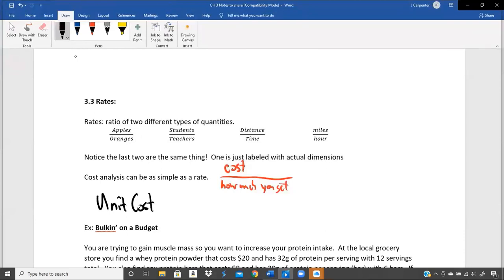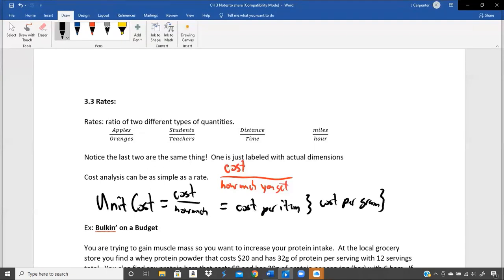So this is what we're boiling down to. Cost analysis is taking the cost and dividing by how much you get. Unit cost is the cost divided by how much you get. It's the cost per item, or the cost per gram, or the cost per maybe square foot, if you're talking about buying floor tiles, something like that. Relevant to my life right now.